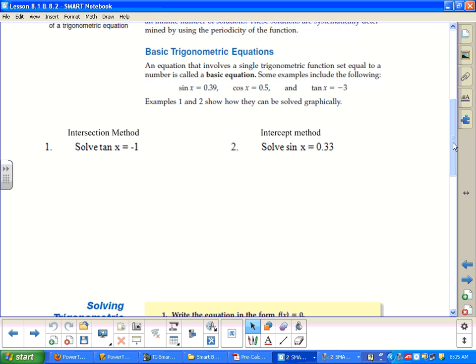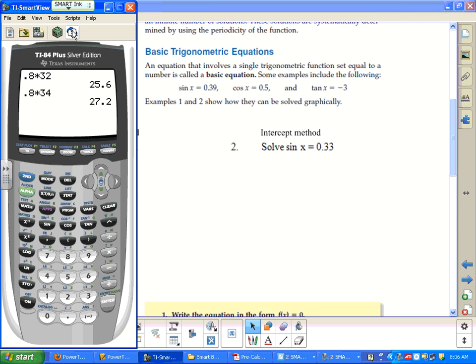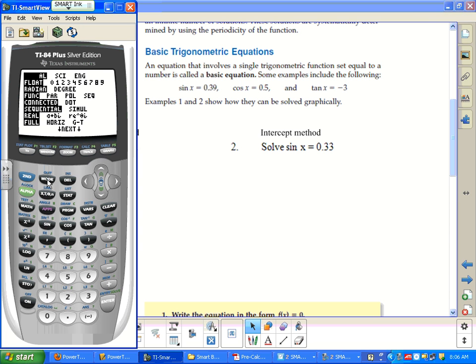So, solving basic trigonometric equations. We're going to look at the method for solving them graphically right at the moment. Some of them we know how to do with our unit circle, but we want to look at how our calculator would do them too. Unless it says otherwise, you're always going to be using radians, okay? So your calculator should be in radians unless it tells you to use degrees. If it tells you to use degrees, then you need to change your mode to degrees. So always check your mode and make sure right now that you're in radians.